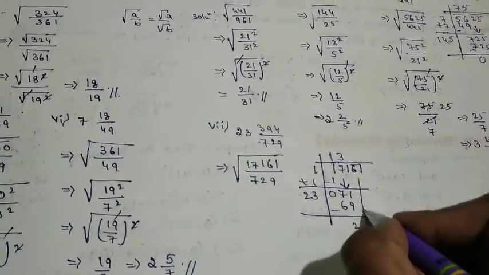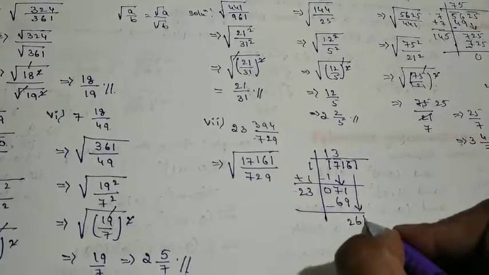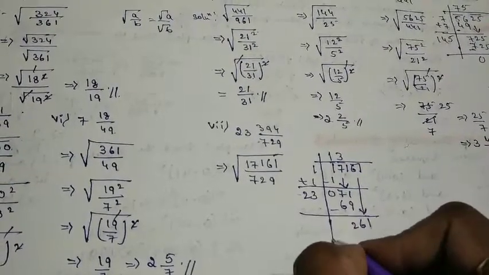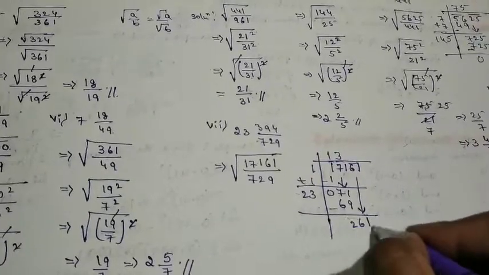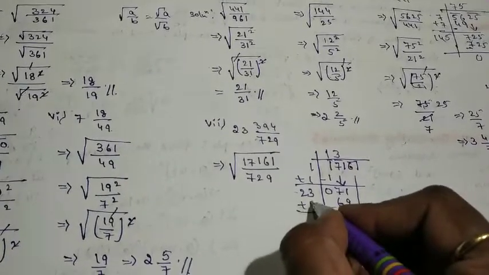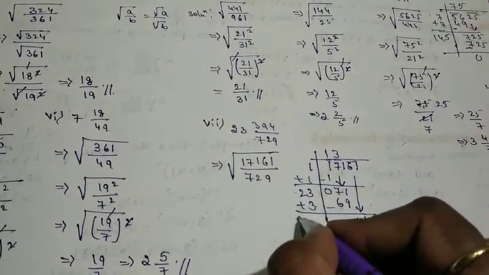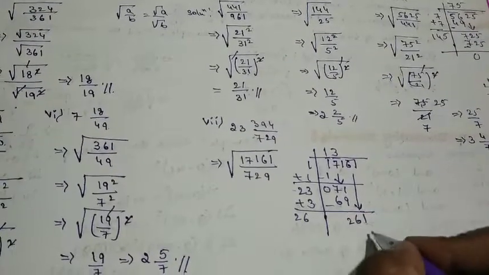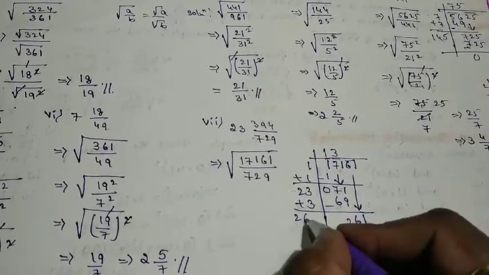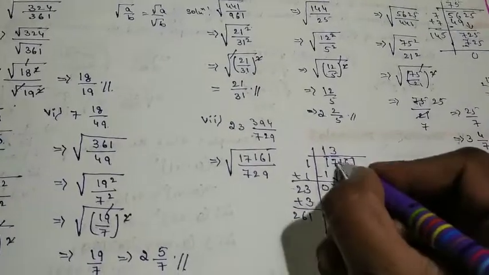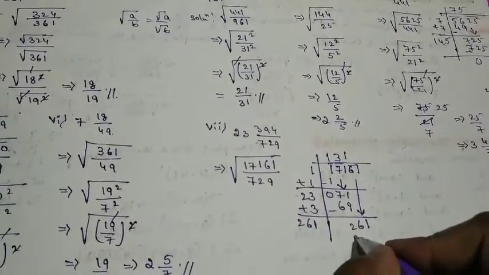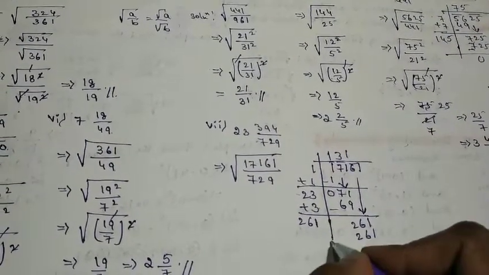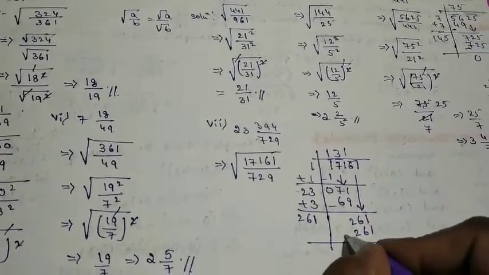I'll bring down the next period. You'll get 261. 2 is the remainder and 61 is the period I brought down, so you'll get 261. Add the number 3, then 23 plus 3 is 26. Here we have 261 and here we have 26, which means I need to write 1 here. So I'll get 261 ones are 261, and the remainder is 0.